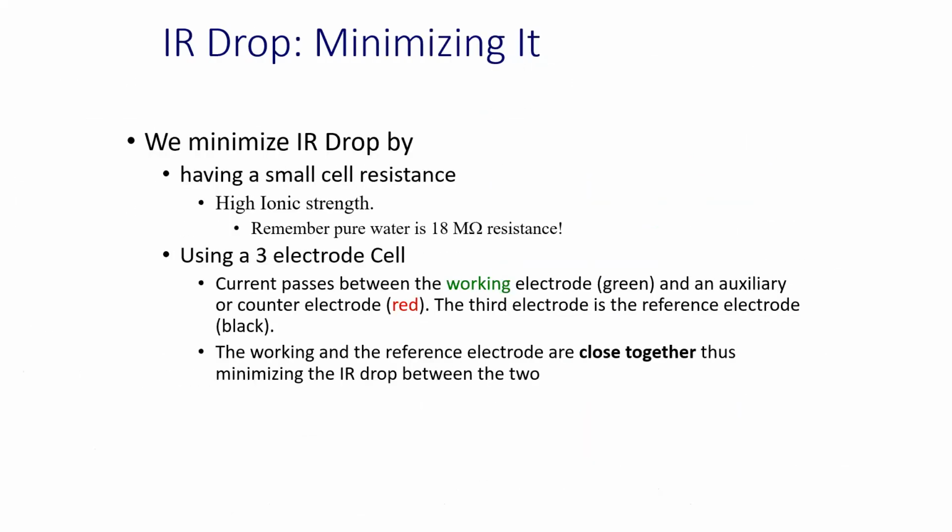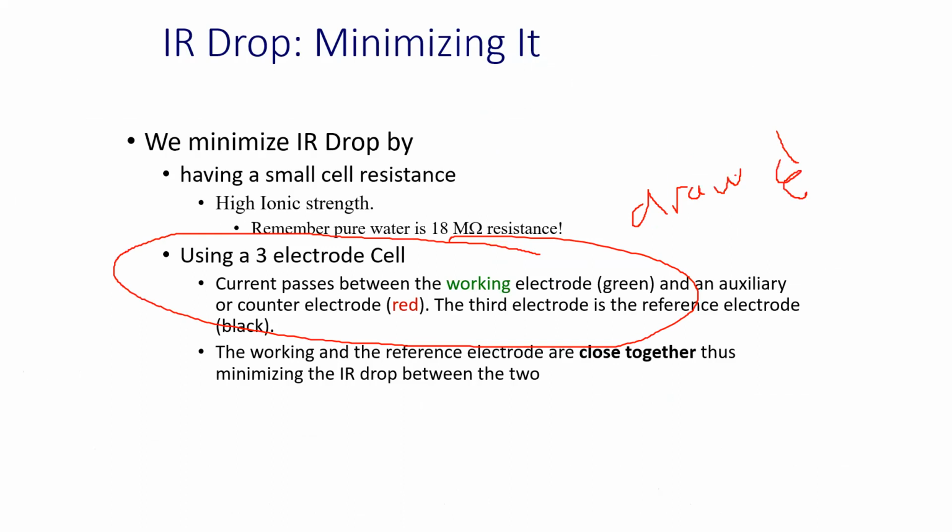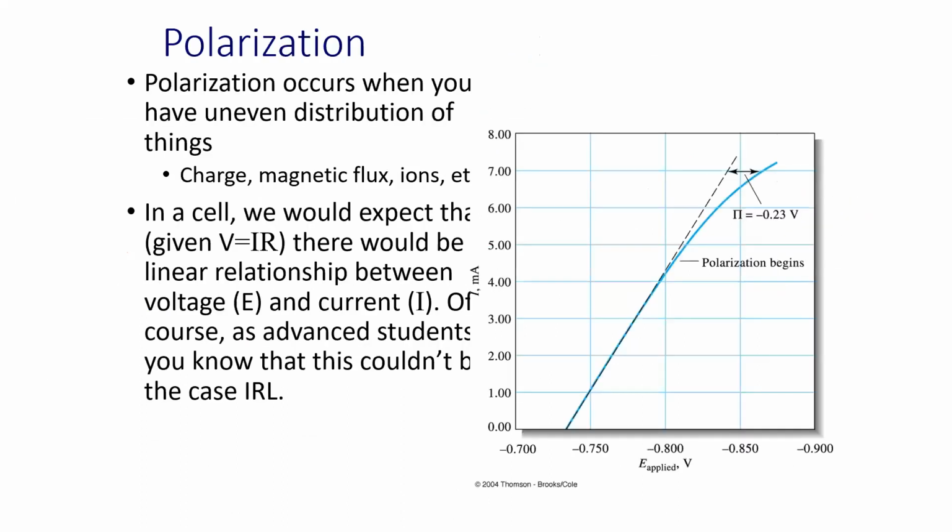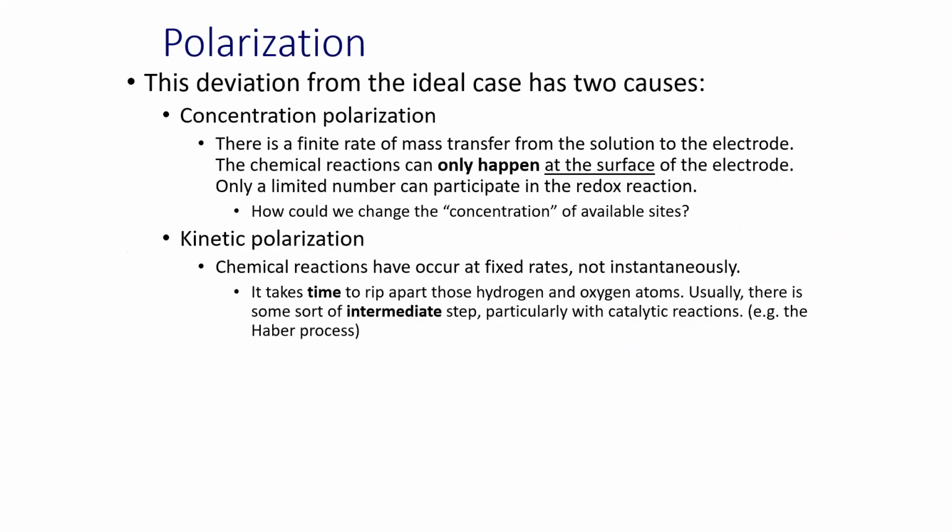Using a 3 electrode cell, you should be able to draw one of those and explain what each of the things is doing. Polarization, you should be able to define that. And we got 2 sources of polarization, both kinetic and concentration. That'd be a know or a draw.